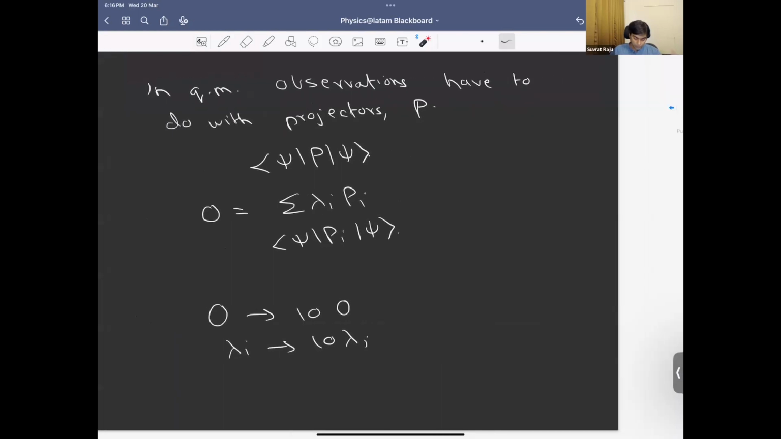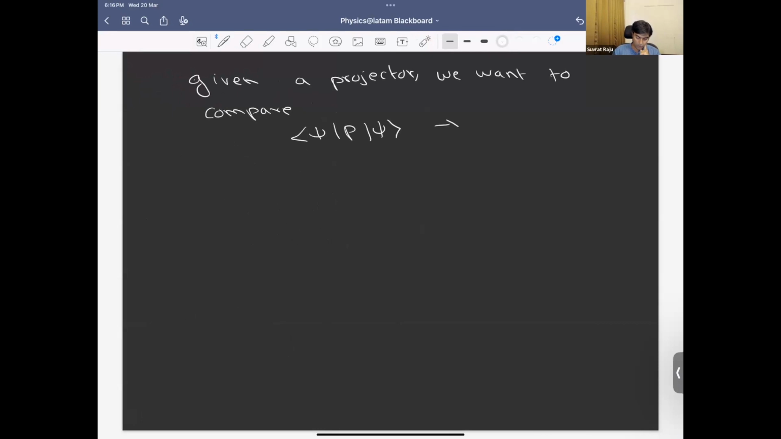Okay, good. So let me make this more precise. Given a projector, we want to compare, in a typical pure state, and trace of rho p. This is rho and this is p. They're different even though they look the same. So we want to compare how these two values differ.